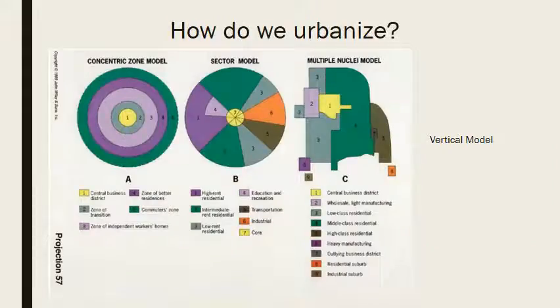So when we talk about urbanization, we have to talk about how are we going to urbanize? How are we going to do that? So right now there are four major models of urban planning and urban development, and they are all kind of determined by their central business district.